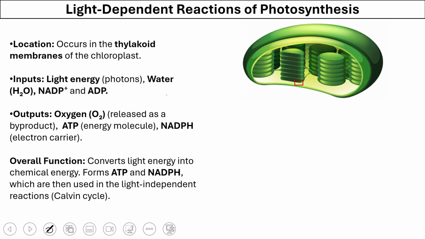The light reaction occurs in the thylakoids of the chloroplast. What are the things used as input? This reaction uses light energy, water, NADP and ADP. And what does it produce? It produces oxygen, ATP and NADPH. So ADP is changed into ATP and NADP is changed into NADPH. Overall, in this process, the light energy is converted into chemical energy in the form of ATP and NADPH, and these two products are then utilized in the dark reaction or the Calvin cycle.